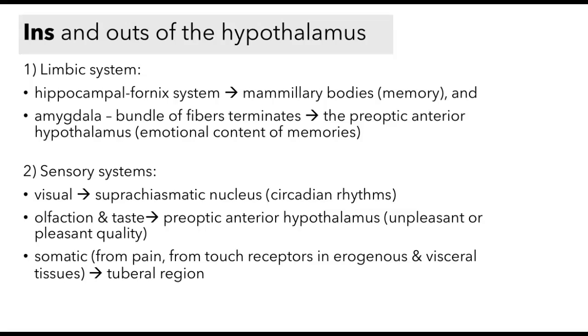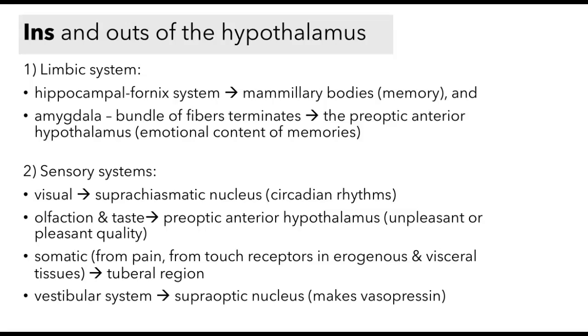There's extensive input from the somatic system. We get input from pain receptors. We get input from touch receptors. Remember that one of the functions of the hypothalamus is to regulate sexual behavior, and so it shouldn't surprise you that there's input from erogenous zones. We also have input from visceral receptors, stretch in the stomach, low blood pressure. This kind of information terminates in the tuberal region. And then finally, there's input from the vestibular system.